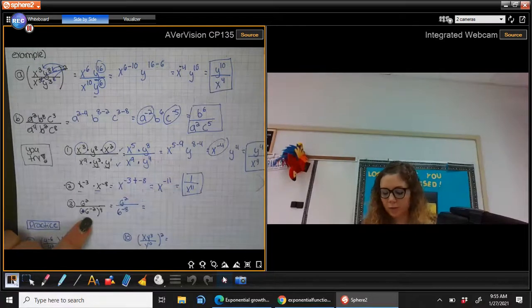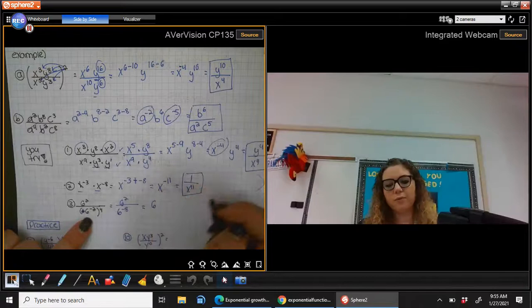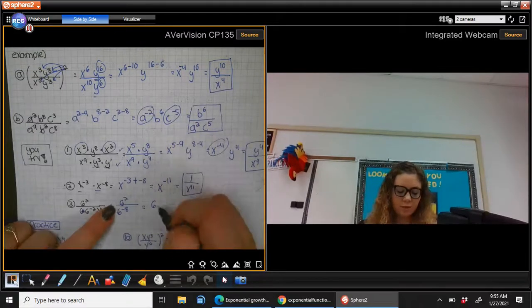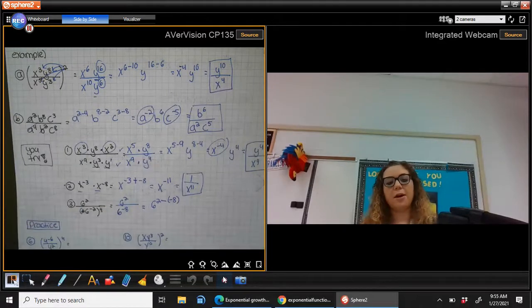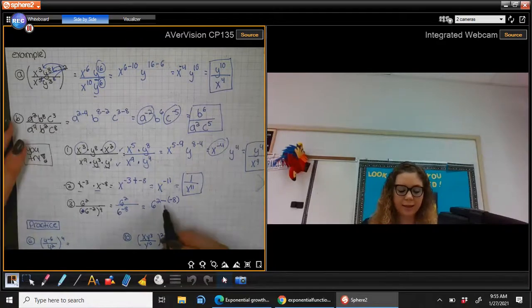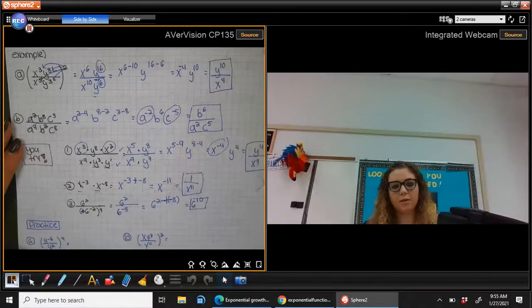Now I'm going to use my power rule. Okay, so I'm going to do 6, not power rule, quotient rule. I'm going to do 2 minus 8. Pay really close attention to your signs. A negative and a negative makes a positive. So 2 plus 8 is going to give me 10. And that is my final answer.